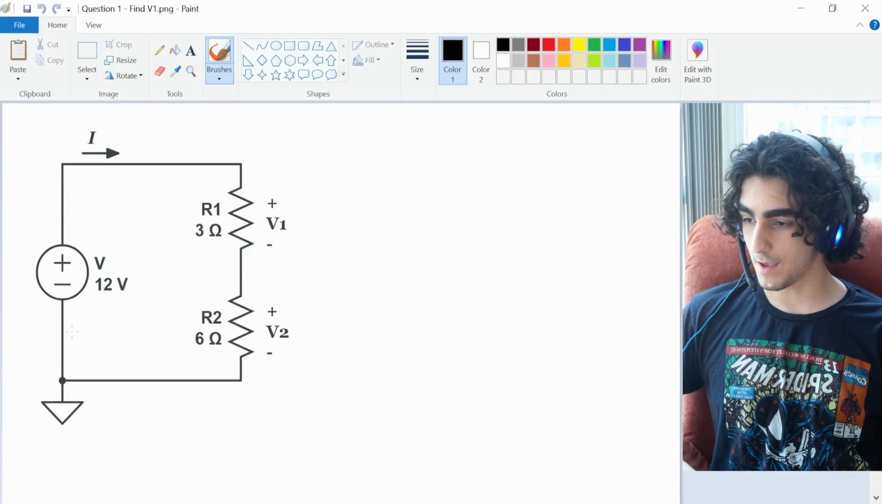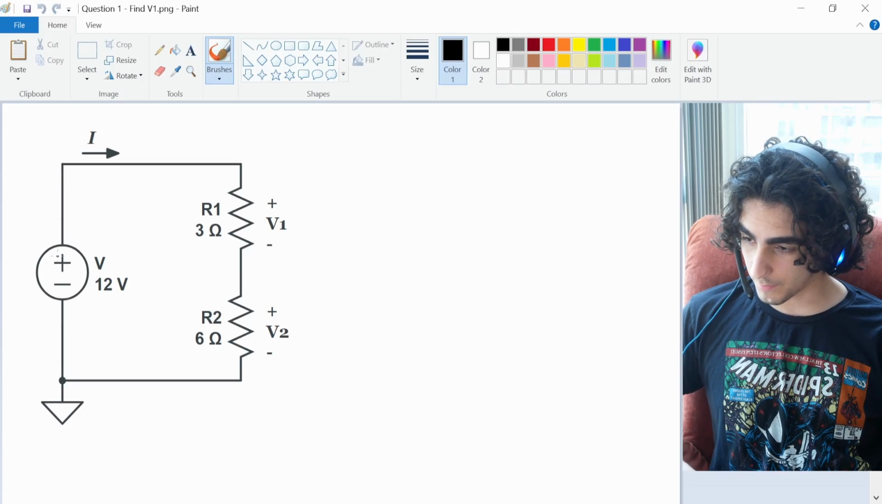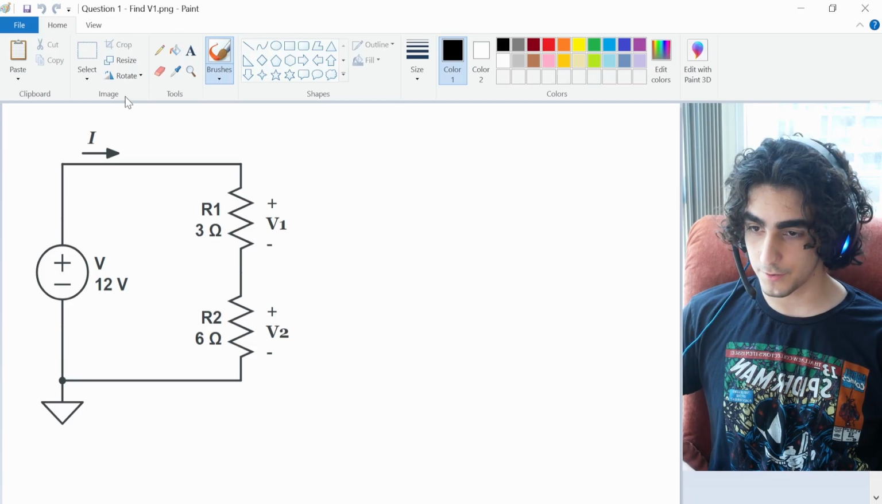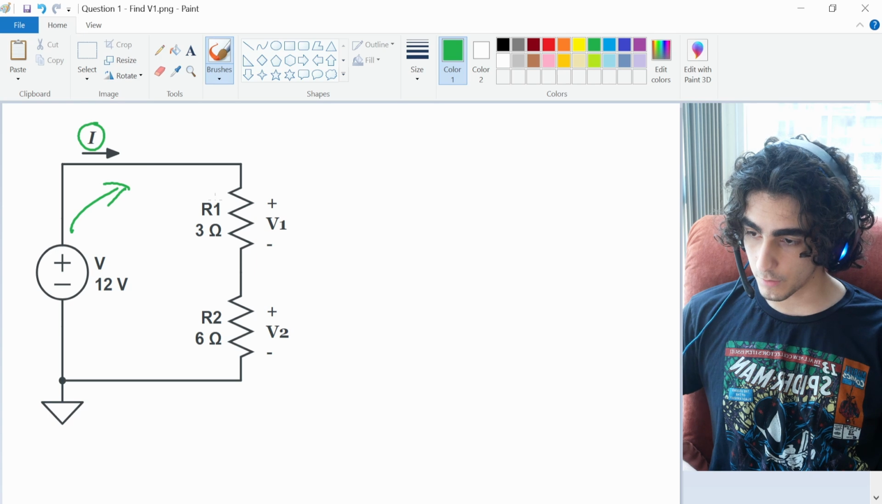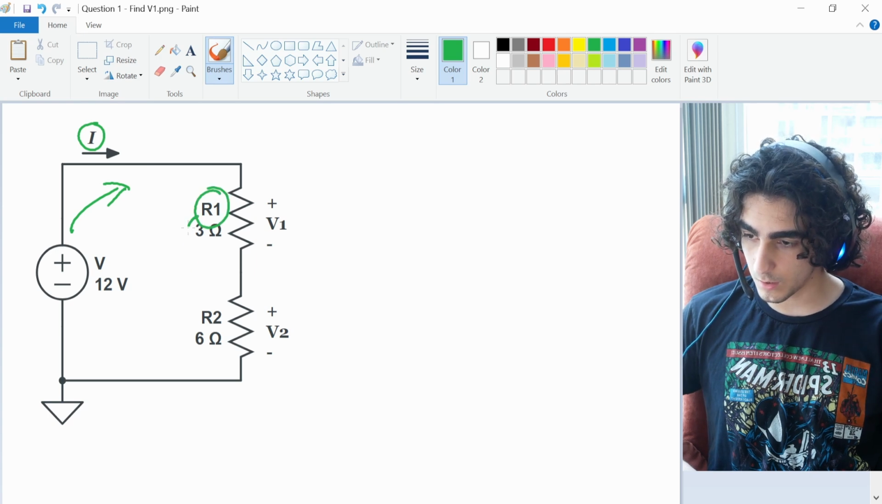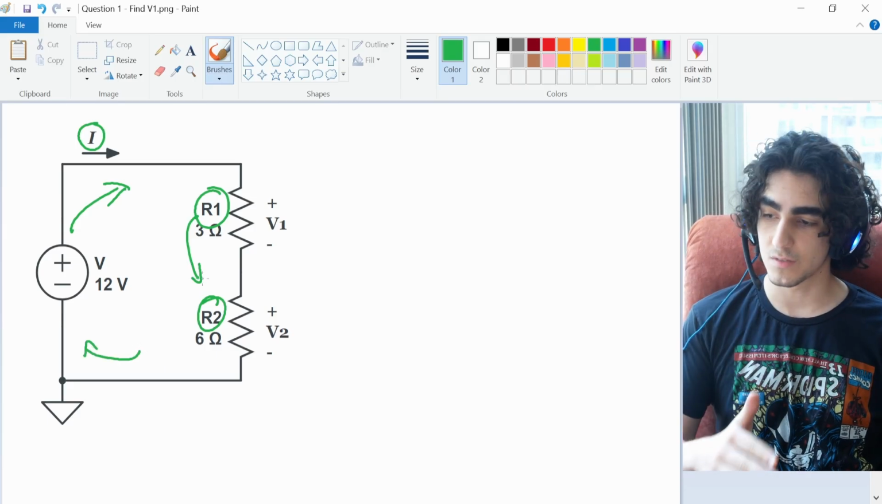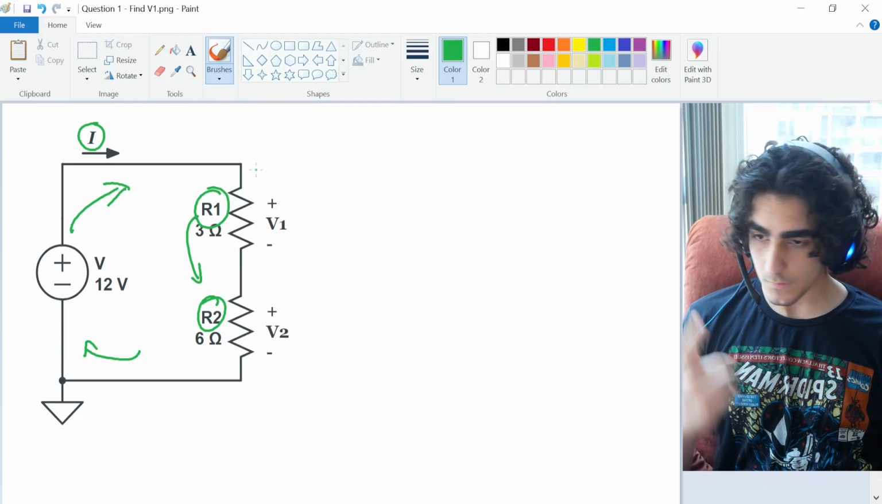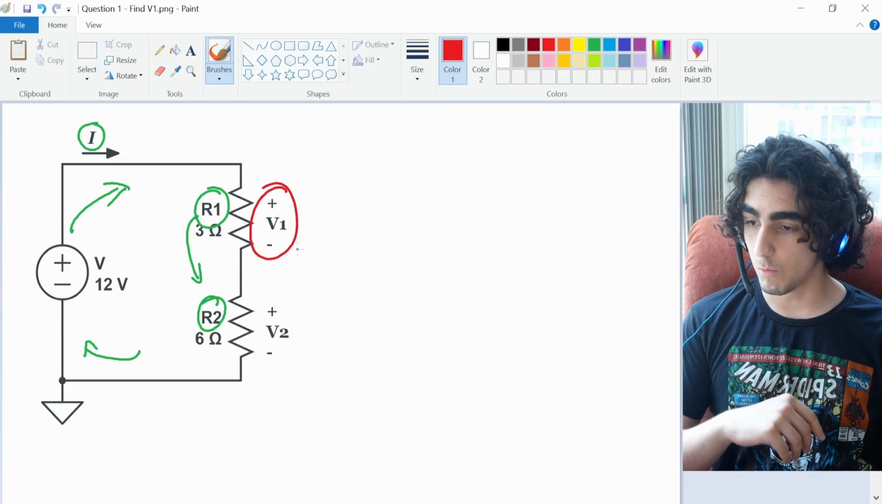So it looks like we have a battery source here with 12 volts, and we have the positive side of the battery, the negative side of the battery, and we have the current over here, which is the flow of electric charge, going this way, and then coming over here, going through resistor 1, and then going through resistor 2, before looping back around to the negative side of the battery. And we need to find V1 here.